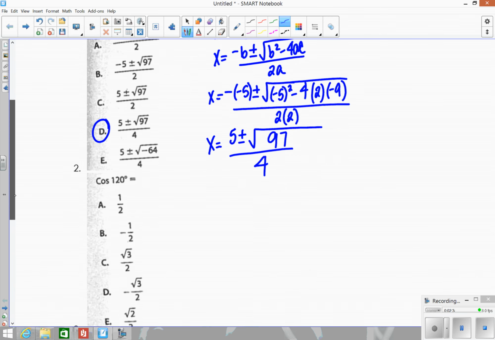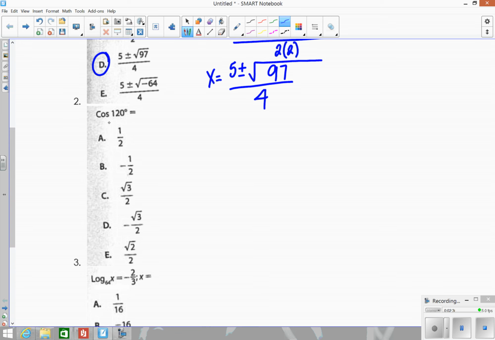The next problem here is a trig problem. You're trying to find the exact value of cos of 120. First thing you want to do is figure out where 120 degrees falls on our quadrants. 120 degrees would be somewhere over here. This is going to be my 120 degree angle. That tells me that the reference angle, remember the reference angle is always measured off of the horizontal axis, is going to be 60 degrees, because this whole entire thing would be 180. So 180 minus 120 gives me the 60 degrees.